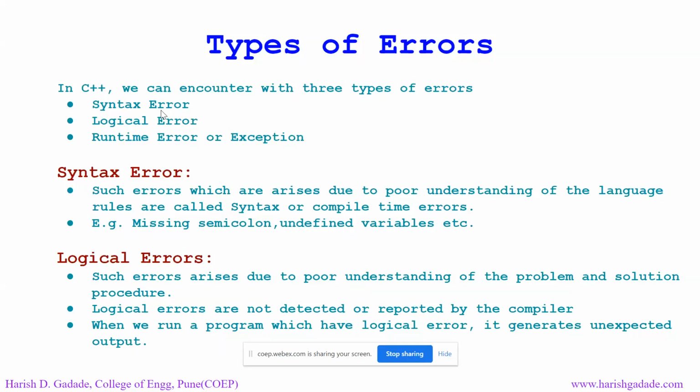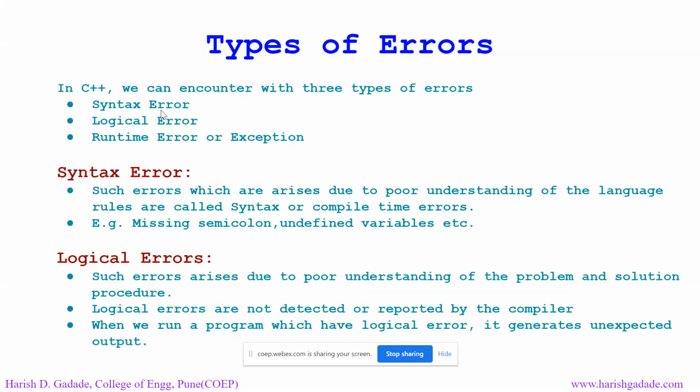As I said, syntax errors are reported and detected by the compiler, but logical errors are not reported or detected by the compiler. So when we run a program which has logical errors, it generates unexpected output, right? Normally, if the logic is not correct, sometimes what will happen is that the expected output is in sorted order, but whatever program you have written is incorrect, and we can say the logic is not correct. In that case, the program will provide an output, but that output would not be in sorted order, so it might provide some other different order.